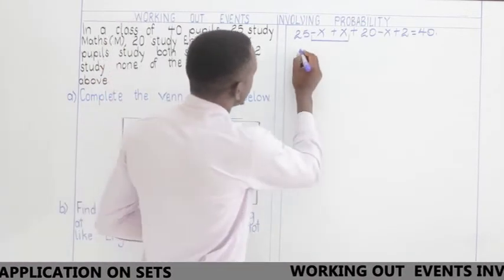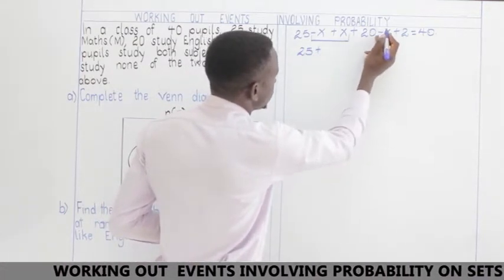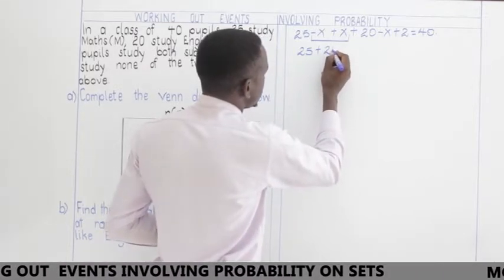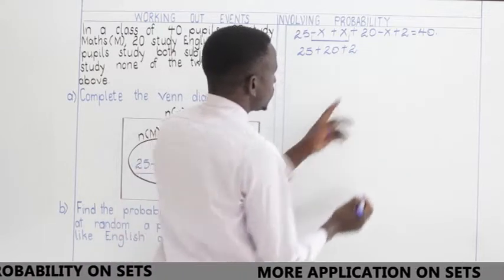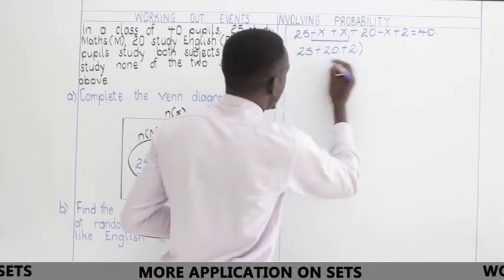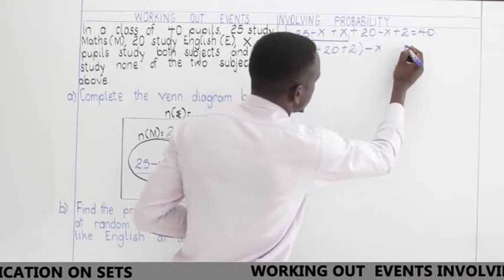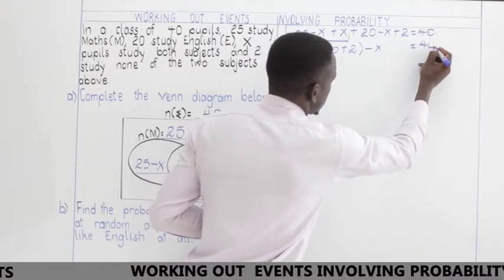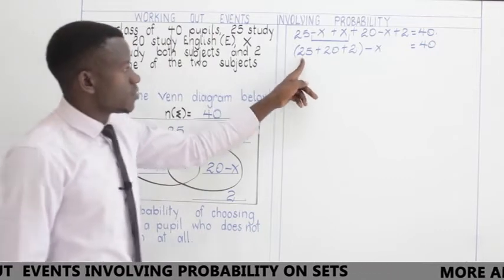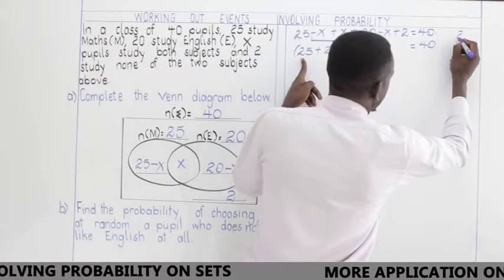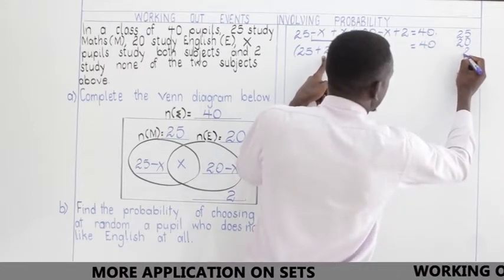So we shall have 25 plus 20, then plus 2. Then we have minus x, which is equal to 40, the total number of pupils in the whole class. So we shall have 25 as our side work here. We add them, the sum of 25, 20, and 2.